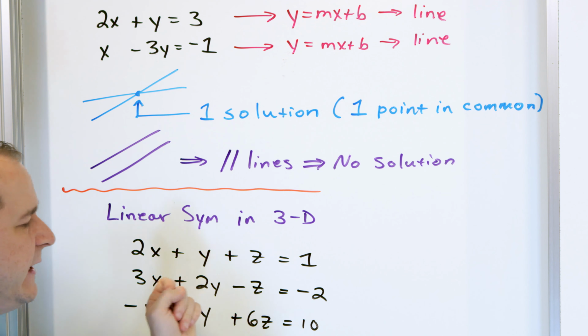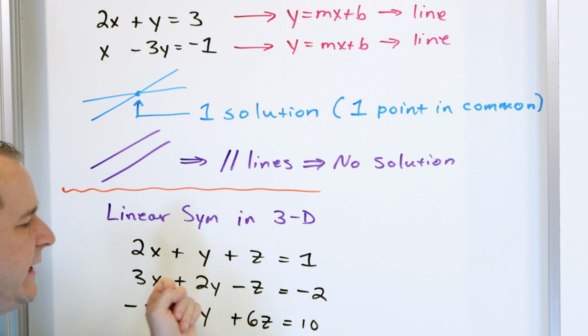So because I have three variables, I must have three equations to solve it. That is something that's true of any kind of system of equations in algebra. If you only have two variables, you need two equations to solve it. If you have three variables, you need three equations to solve it. If you have four variables, then you need four equations to solve it.